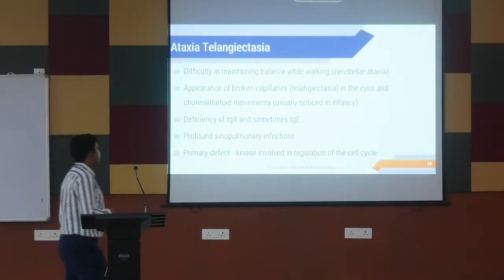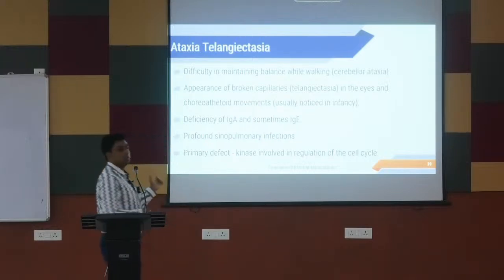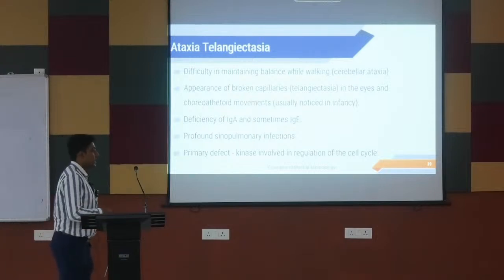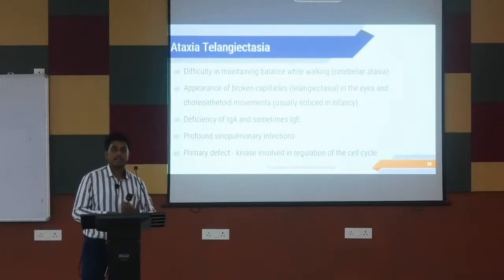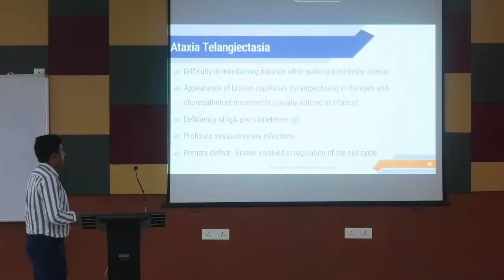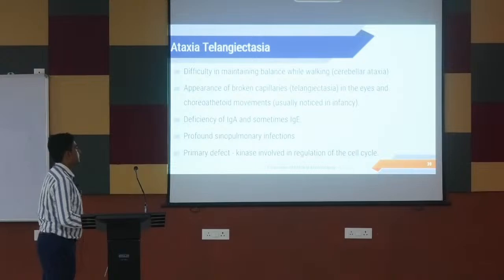কেন হচ্ছে এটা? Deficiency of immunoglobulin A and sometimes immunoglobulin E. Immunoglobulin A না থাকার জন্য কি হচ্ছে? সাইনোপালমোনারি ইনফেকশনস। Immunoglobulin A এটা আমরা পড়েছিলাম সিক্রেটরি অ্যান্টিবডি, সেই জন্য সাইনোপালমোনারি ইনফেকশনস হচ্ছে। And the primary defect টা কোথায়? Kinase involved in the regulation of the cell cycle.